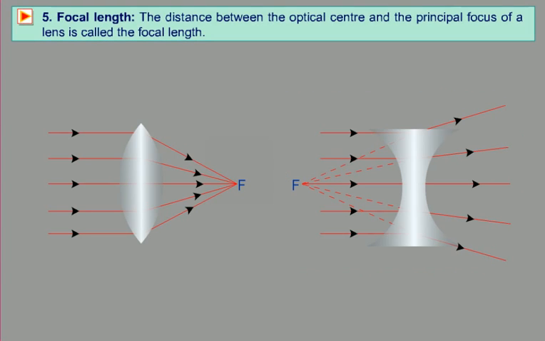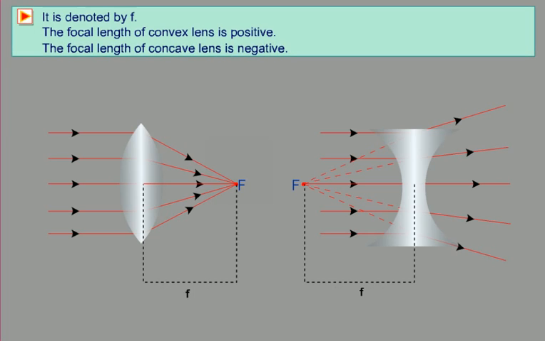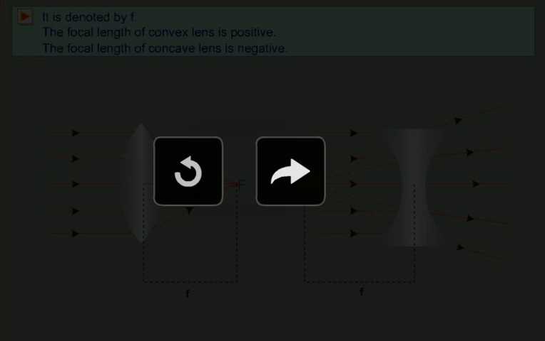Focal length. The distance between the optical center and the principal focus of a lens is called the focal length. It is denoted by F. The focal length of a convex lens is positive. The focal length of a concave lens is negative.